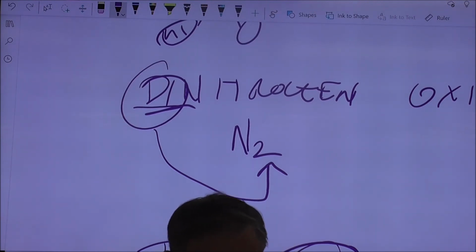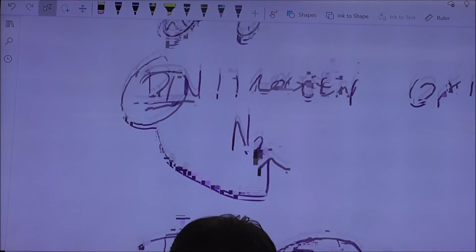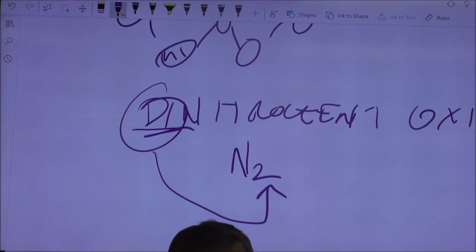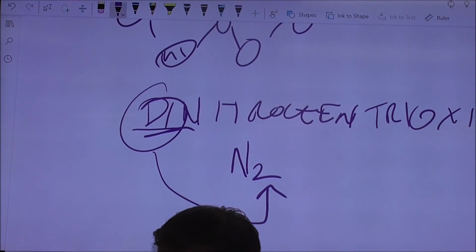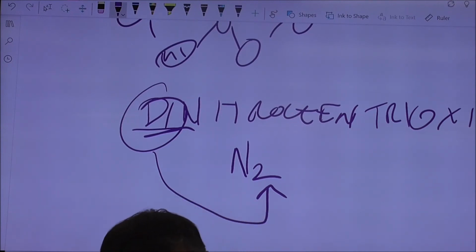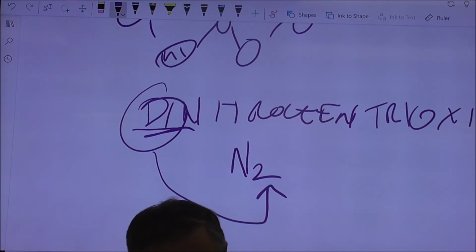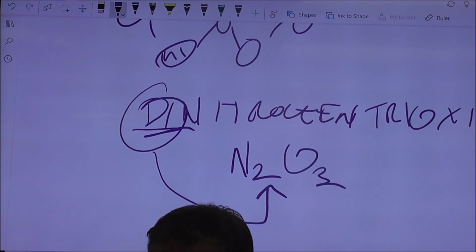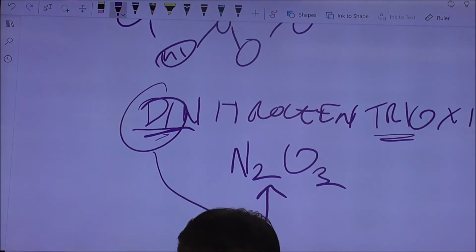So I got dinitrogen. Then I look at this and I've got 3 oxygens. So I'm going to go dinitrogen, and then I'm going to put trioxide. So dinitrogen trioxide. As soon as I see that, I know exactly what this is. That's going to be N2O3. So here's what's different. Listen to me very carefully. Your prefixes, when you name these, don't indicate oxidation states. They don't indicate oxidation states because we're not forming ions, because we're just sharing electrons.